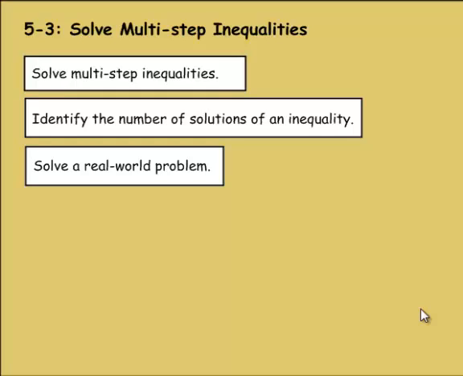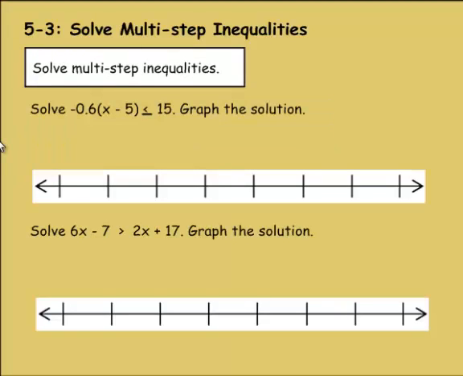We're on lesson 3 of chapter 5, which is to solve multi-step inequalities. First we'll do just that, then we'll identify the number of solutions of an inequality, and then we'll do a real-world problem. First we need to solve this inequality: negative 0.6 times x minus 5 is less than or equal to 15. So this will take us multiple steps, and that's why they're called multiple step inequalities.